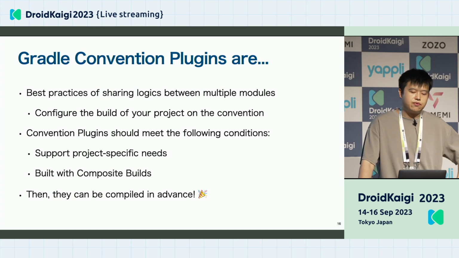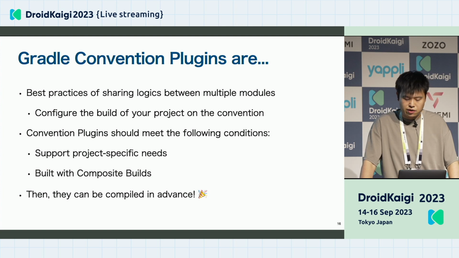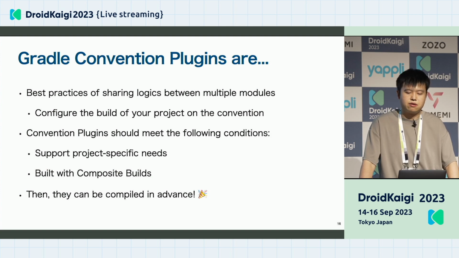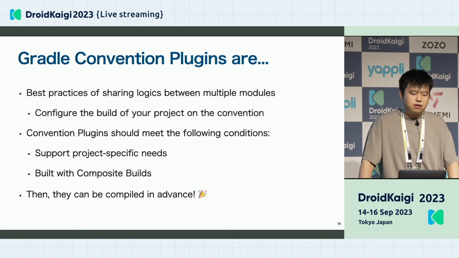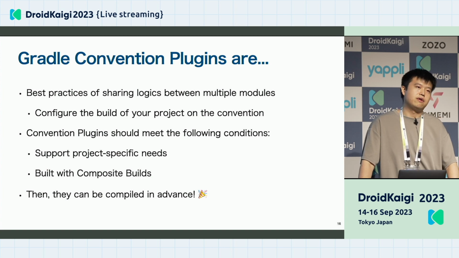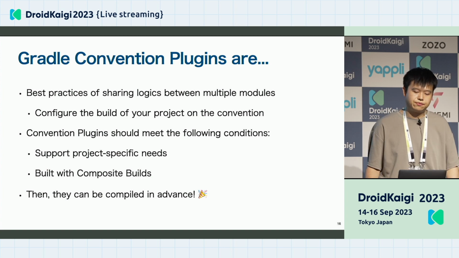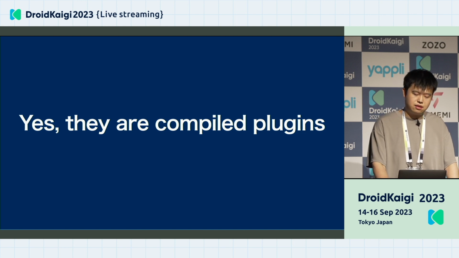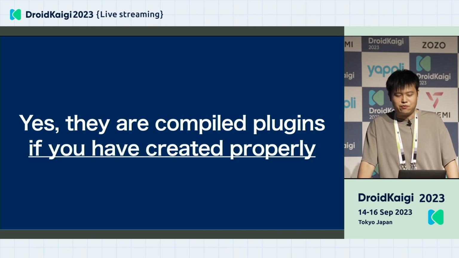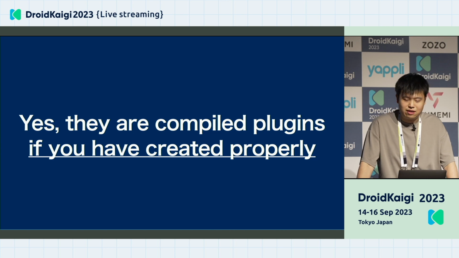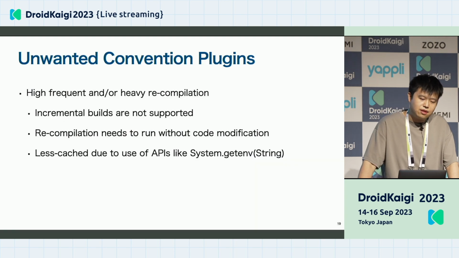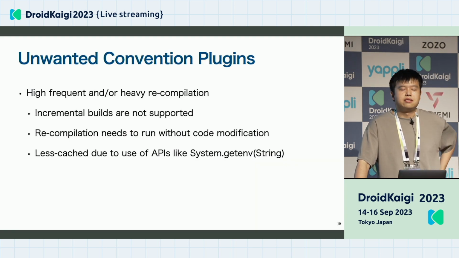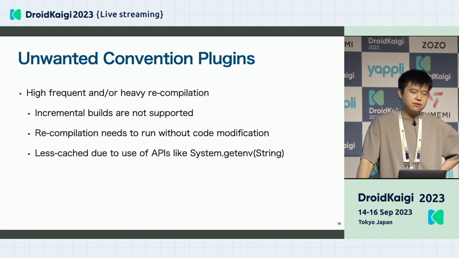So, convention plugins should support project-specific needs and should be built as composite builds. Then, convention plugins will behave like the pre-built binaries. It sounds great, right? If you could create plugins in the proper way. If you do not know the practices well enough, then it would be an unwanted convention plugin, if anything.